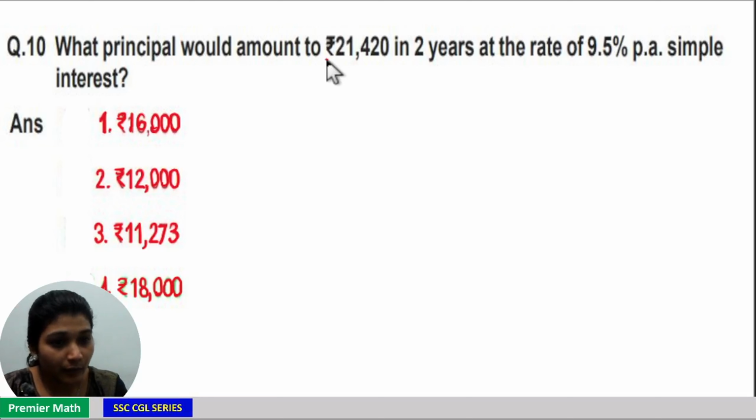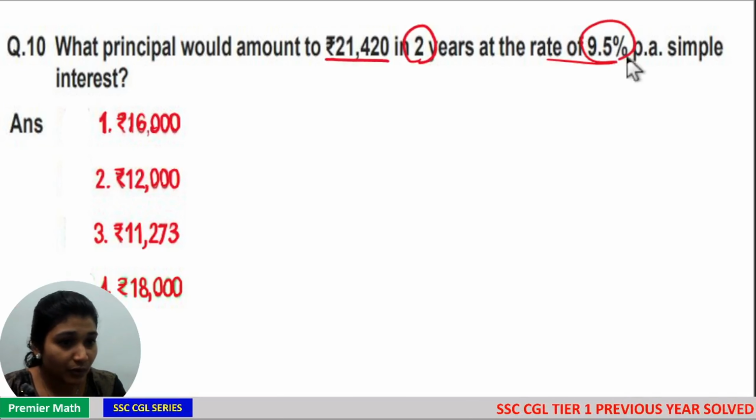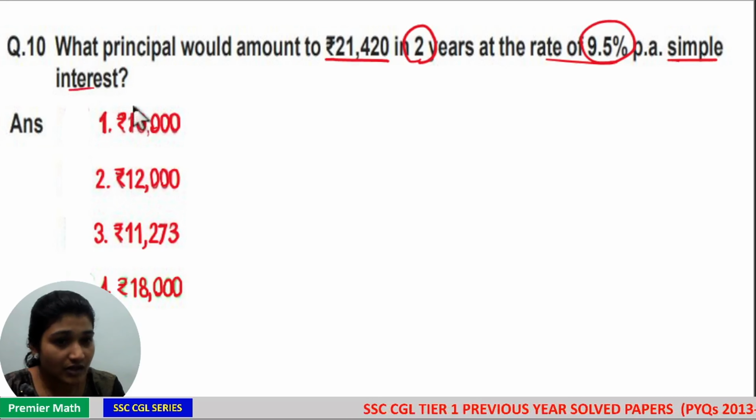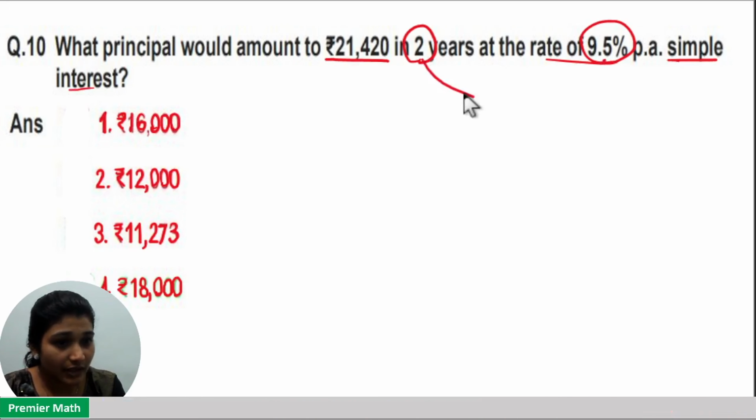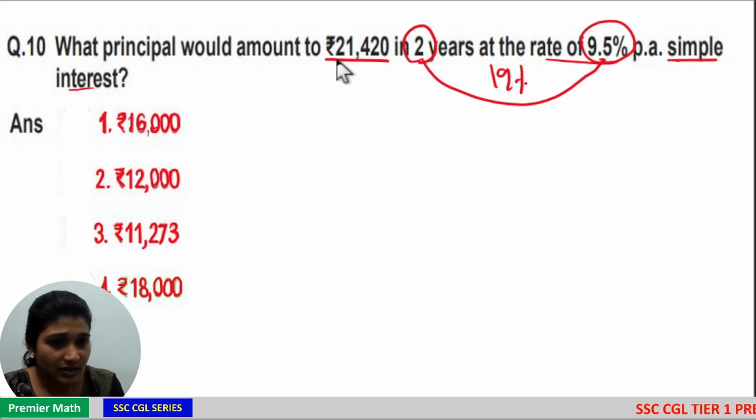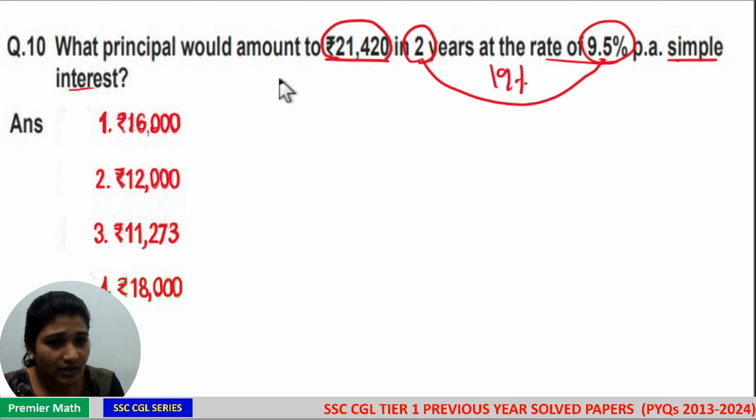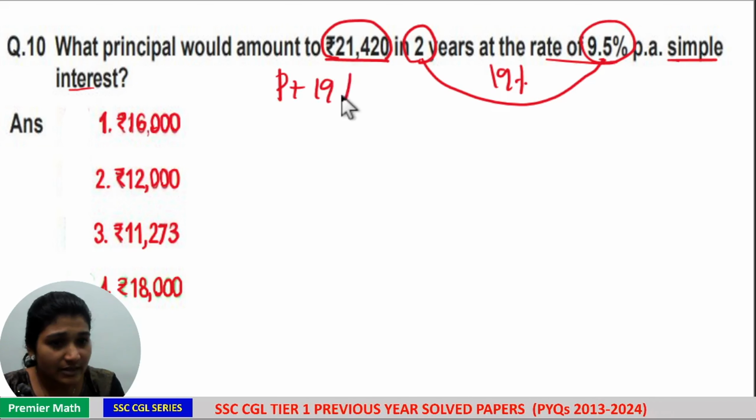What principal would amount to rupees 21,420 in 2 years at the rate of 9.5% per annum simple interest? Here for 1 year interest received is 9.5% of the principal. Then for 2 years interest received is 19% of the principal. I'll take it as roughly 20%. Here amount is 21,420. That is principal plus 19% of principal is 21,420.